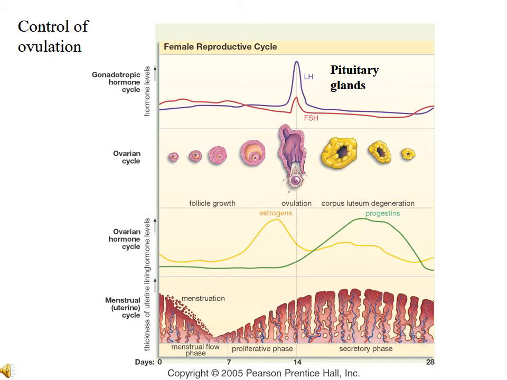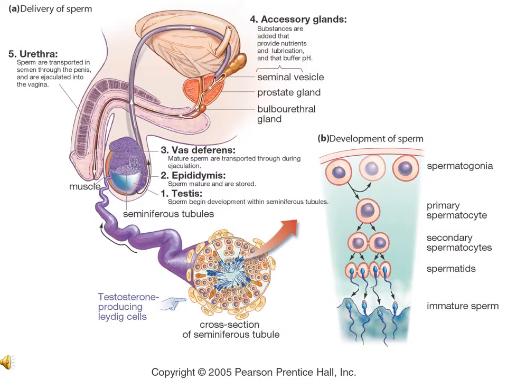Look and see how the LH and FSH peak. You can actually go to your local drugstore and buy a kit that measures LH and FSH, and you know exactly when it's time to procreate. Now, let's look at the male anatomy.